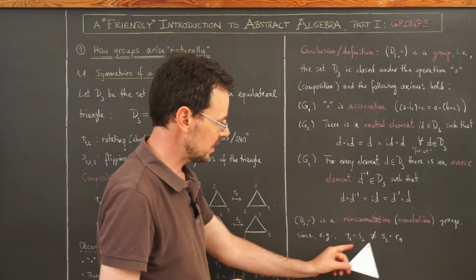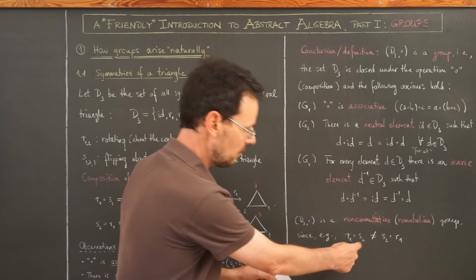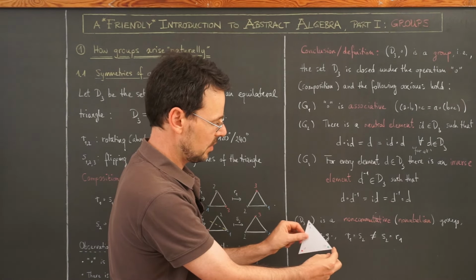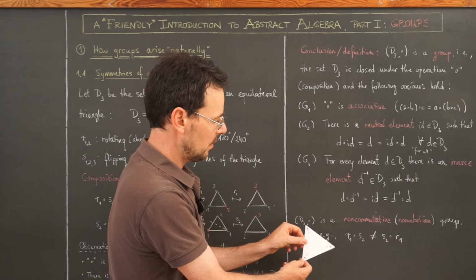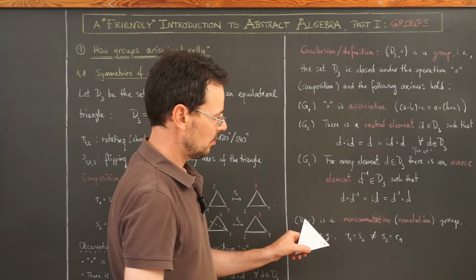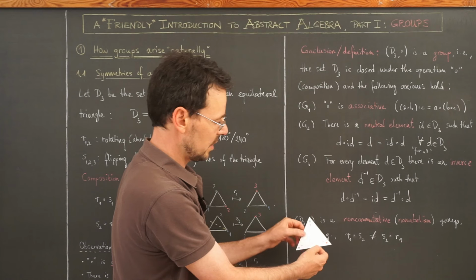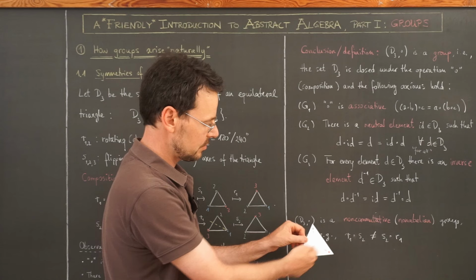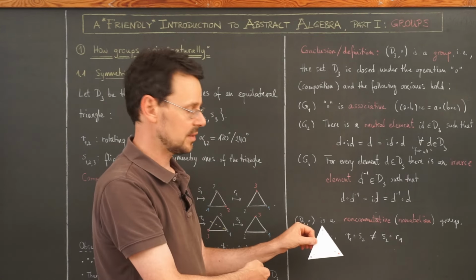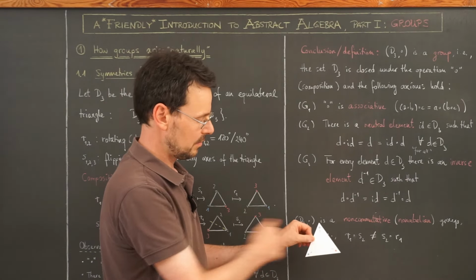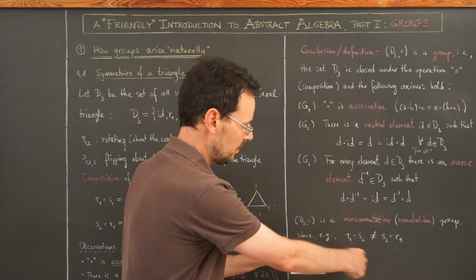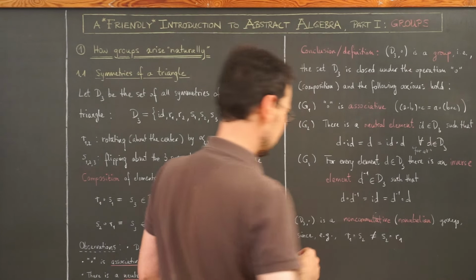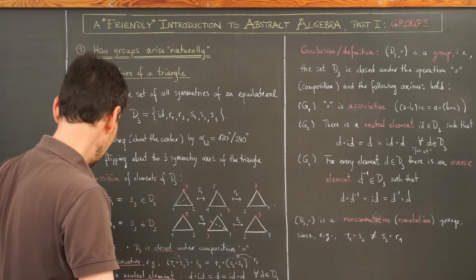One last time, let's take a look at this composition here. First, we apply the reflection about this axis, giving me this triangle, and then I rotate by 120 degrees, and I end up with this triangle. And this here has the same effect as reflecting about the symmetry axis number 1. 2 and 3 have switched places. So this here is S1, whereas this composition is S3, so they are not equal.